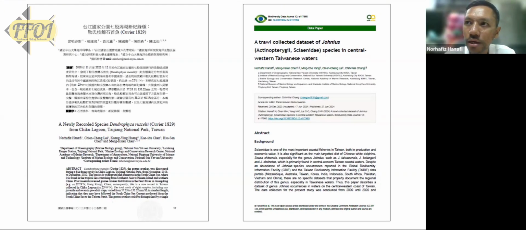Then you can provide the information. For example, diversity in West Kalimantan is higher, Central Kalimantan and South Kalimantan are a bit lower, and East Kalimantan is lower still. So you can show the pattern based on your sampling effort.